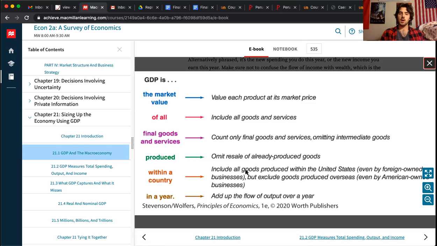Final goods and services: count only final goods and services, omitting intermediate ones. So like I said, the final goods are the finished products that you, the consumer, buy from the store, or the final service provided by somebody that you hire. It's not going to count anything that makes it up. So you're going to leave out the component costs, like the microchip in, say, an iPod, along with the glass and the plastic thereof. You're only going to count the final sale.